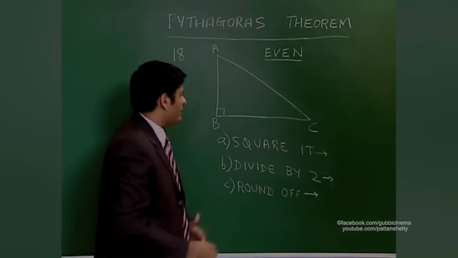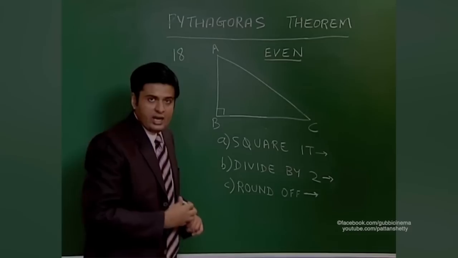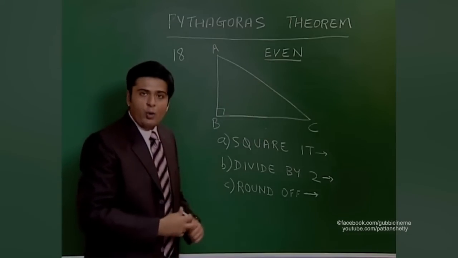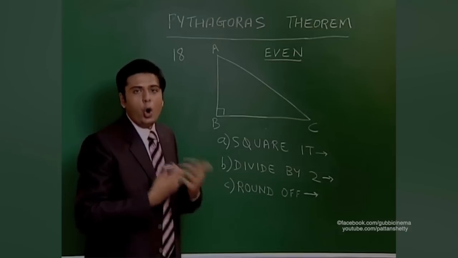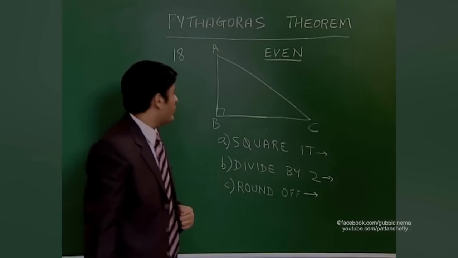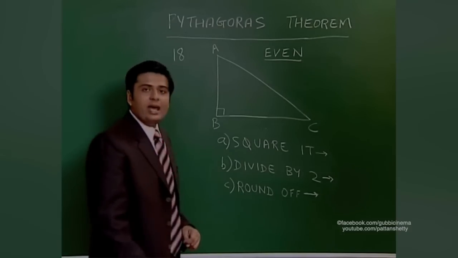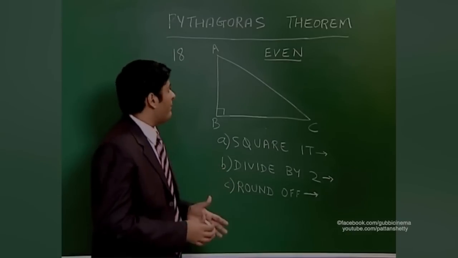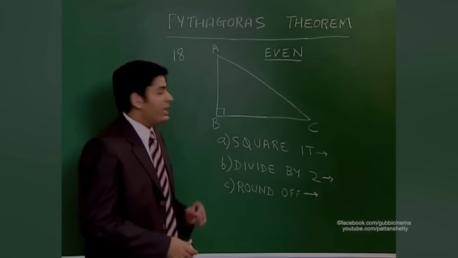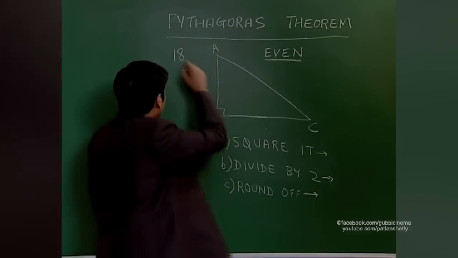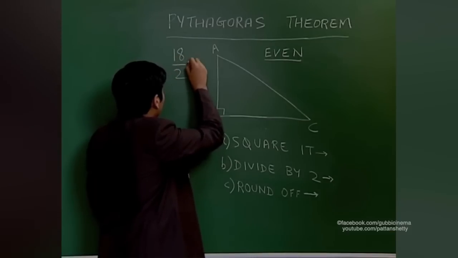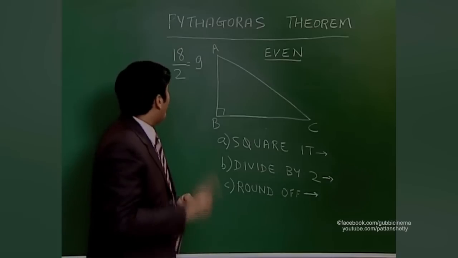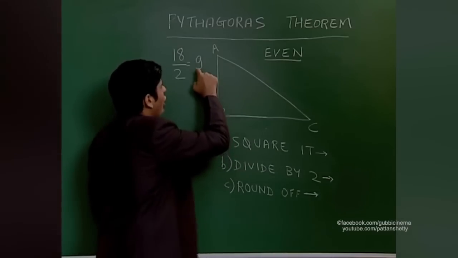I have to find the other two. Now 18 is an even number. I want to convert it to an odd number. Let us see how I do it. If I divide 18 by 1, I get 18, which is an even number, but I want an odd number. So next, if I divide 18 by 2, I get 9. And we know that 9 is an odd number.